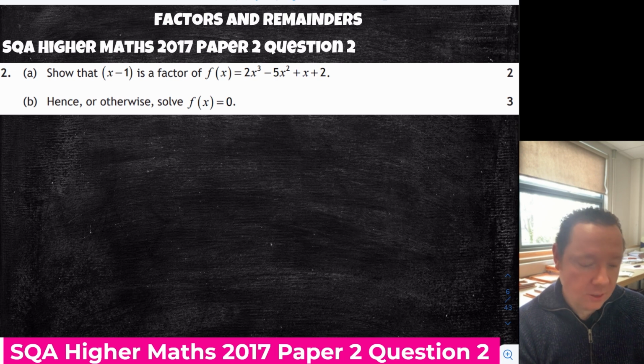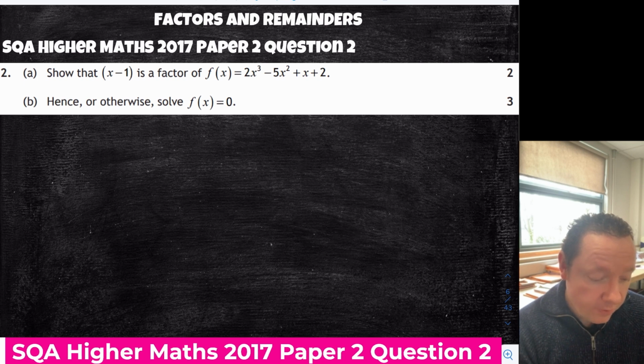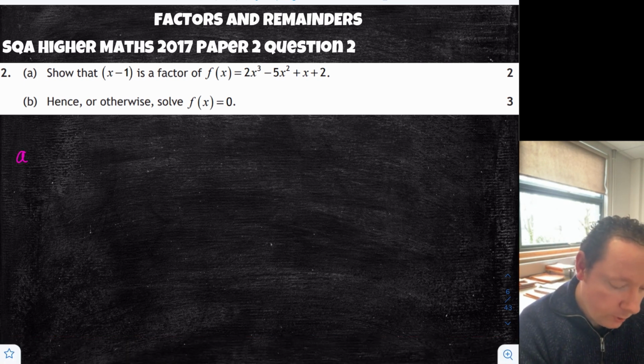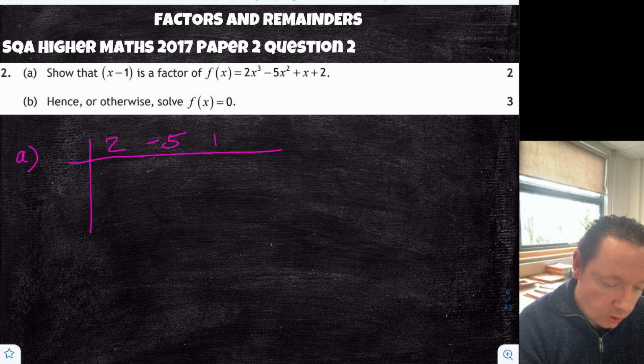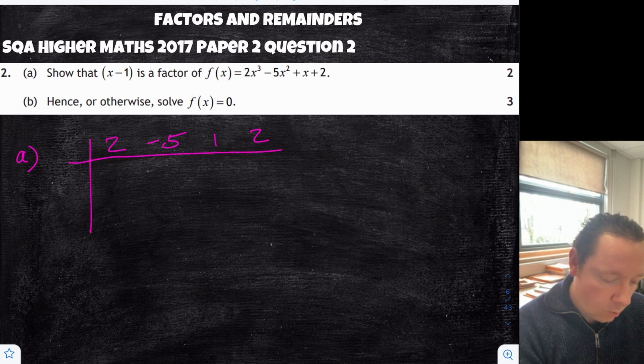Okay, factors and remainders, SQA Higher Maths 2017, paper 2, question 2. Show that x minus 1 is a factor of f of x, and then hence otherwise solve f of x equal to 0. So for part A, we could use synthetic division. So we get 2x cubed minus 5x squared plus 1x plus 2, and we're showing x minus 1 is a factor, which means that 1 is a root, so I'm subbing 1 in.